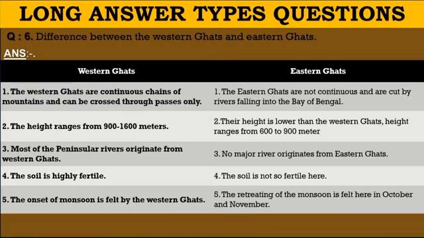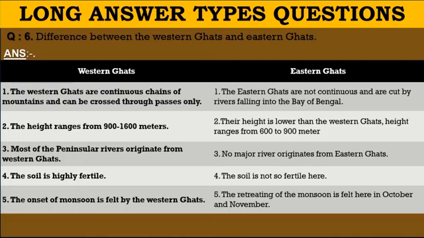Fifth, the onset of monsoon is felt first by the Western Ghats. Eastern Ghats. First, the Eastern Ghats are not continuous and are cut by rivers falling into the Bay of Bengal. Second, their height is lower than the Western Ghats.